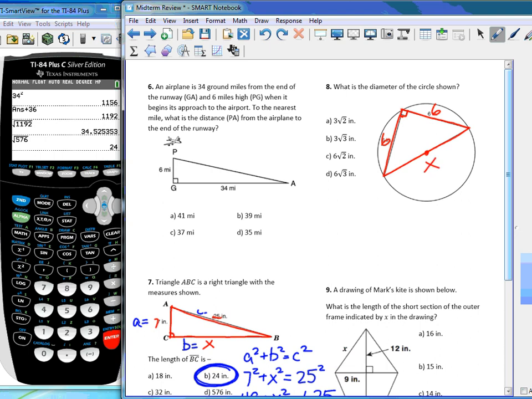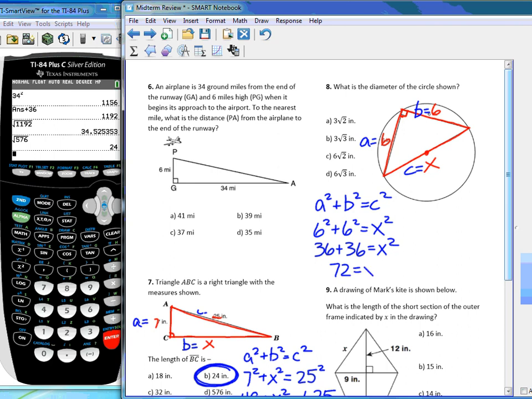Well, once again, this is Pythagorean theorem. Mark each leg and the hypotenuse. Here's the formula. Remember, C is always the hypotenuse. So we have 6 squared plus 6 squared is equal to x squared, is what I called it. I didn't call it C. And we have 36 plus 36 is equal to x squared. That's 72 is equal to x squared. And then that means x is equal to the square root of 72.